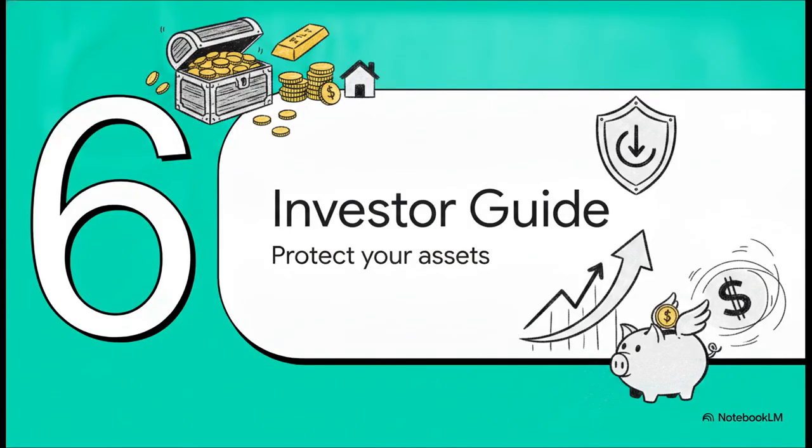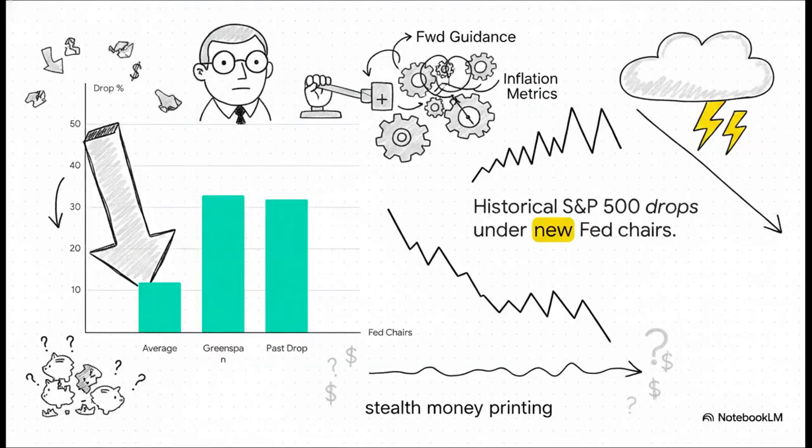Finally, Section 6, the Investor Survival Guide: Protecting Your Assets. All right, so what do you actually do with all this information? How do you protect your assets as a private investor facing potential dollar devaluation? First, we have to look at history. History tells us that when a new Fed chair comes in and radically changes the rules, like dropping forward guidance and tweaking inflation metrics, the stock market can take some brutal double-digit hits in those first 3 months.